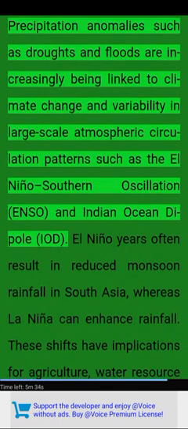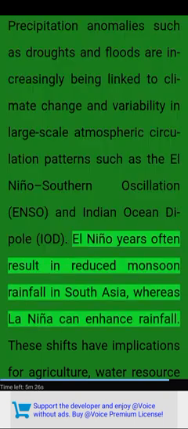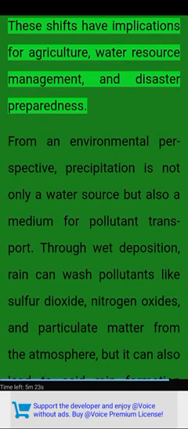Precipitation anomalies such as droughts and floods are increasingly being linked to climate change and variability in large-scale atmospheric circulation patterns such as the El Niño Southern Oscillation (ENSO) and Indian Ocean Dipole (IOD). El Niño years often result in reduced monsoon rainfall in South Asia, whereas La Niña can enhance rainfall. These shifts have implications for agriculture, water resource management, and disaster preparedness.